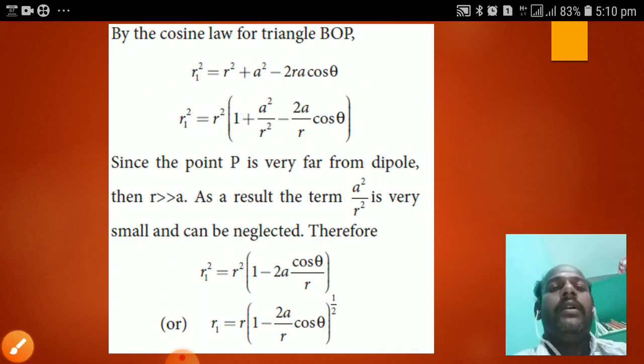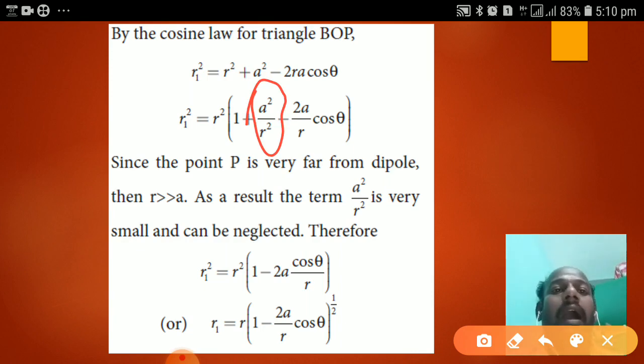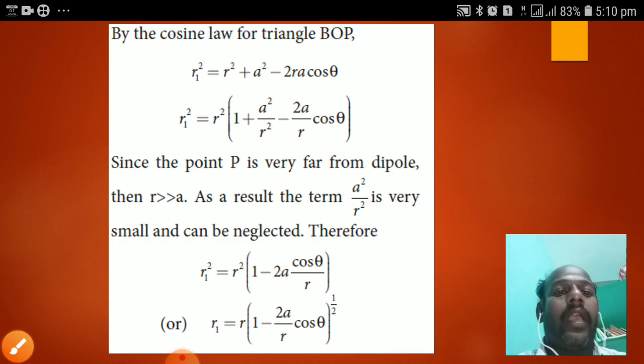Since the point P is very far from the dipole, R is much greater than A. As a result, I can reduce the A square minus R square term; it is very small, so I can remove it. So finally R1 square will become R square within bracket 1 minus 2A by R cos theta.